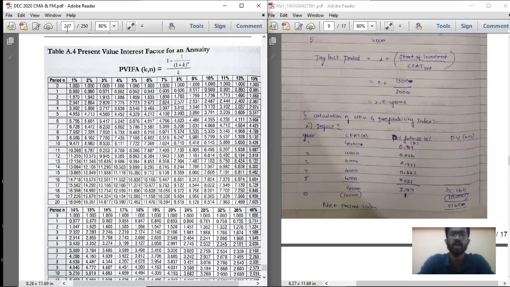Both methods you can do. Just for clarity, going one by one is time consuming: CFAT 4,000 into 0.909 gives one value, 4,000 into 0.826 gives another value, and then you add all the values to get 15,160. Instead of doing that, if the CFAT for all the years is the same, just multiply with the annuity factor for the same number of years at 10%, which is 3.791. Multiply with 4,000 and you get the same amount.